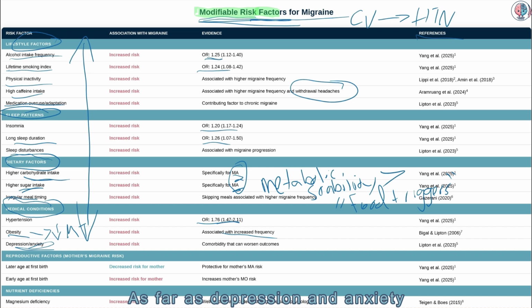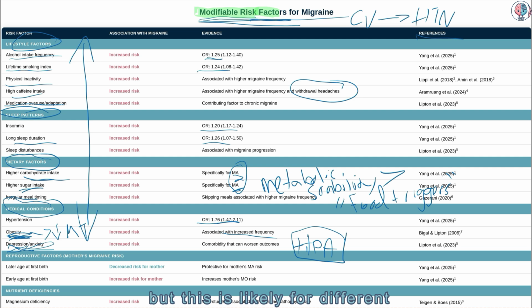As far as depression and anxiety, this relationship is often bidirectional, and it involves shared pathophysiology involving serotonergic pathways, inflammatory markers, and the hypothalamic pituitary adrenal axis. So there's a dysfunction in the hypothalamic pituitary adrenal axis. Treating depression is known to improve migraine and vice versa. It also makes the migraine patient more responsive to treatments. And that's why you'll often see in studies that patients may need to be on medications for longer if they have depression to identify if these medications are actually effective for them. Interestingly, you often see the same with obesity, but this is likely for different reasons.